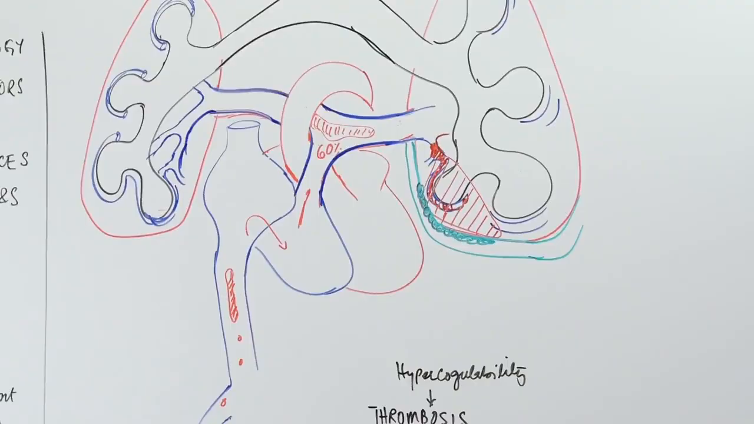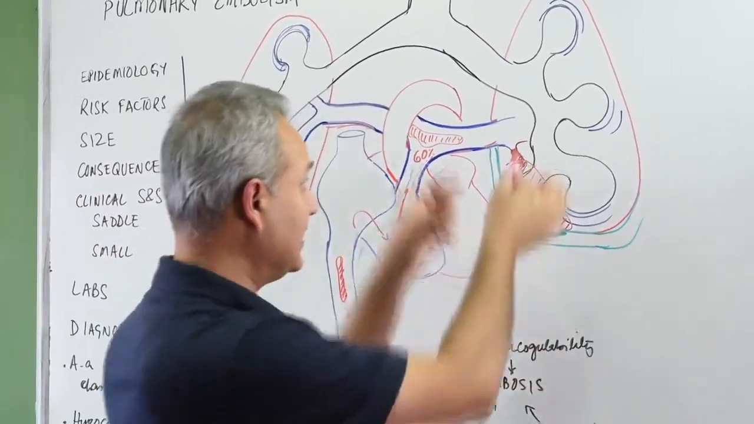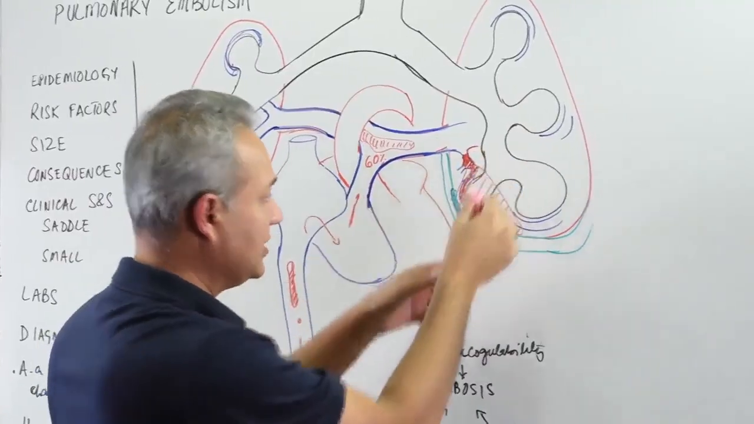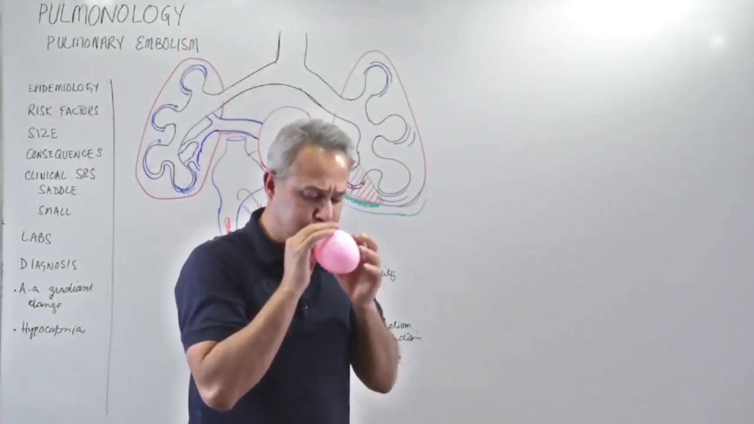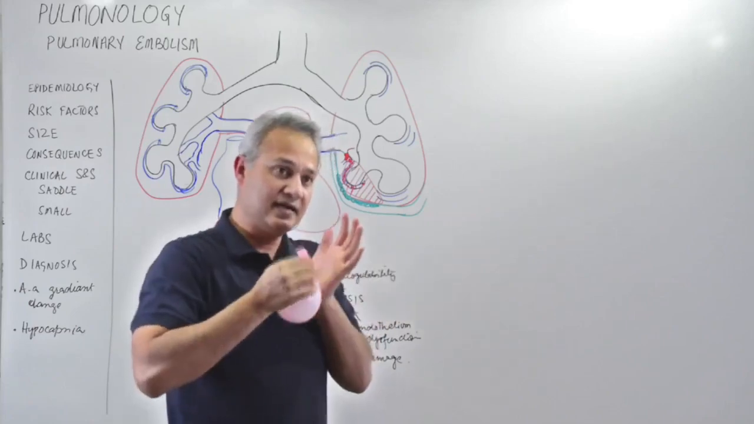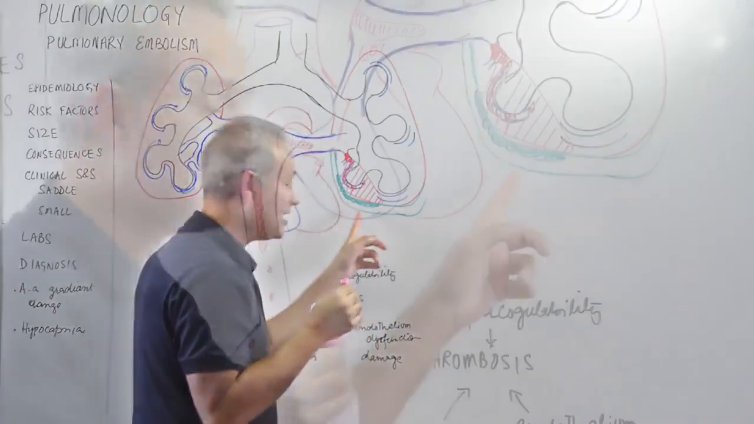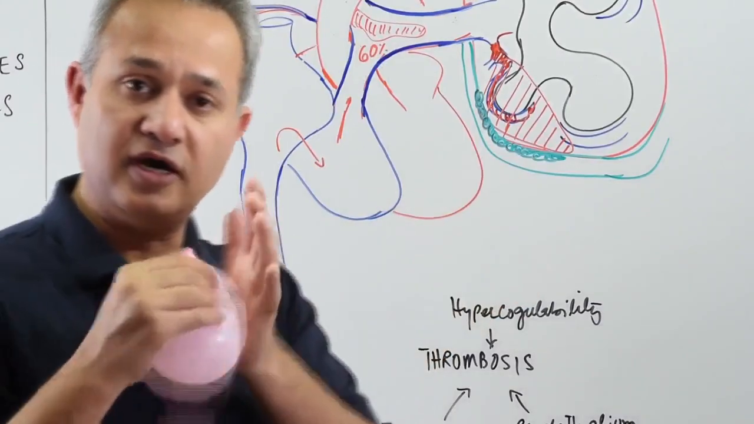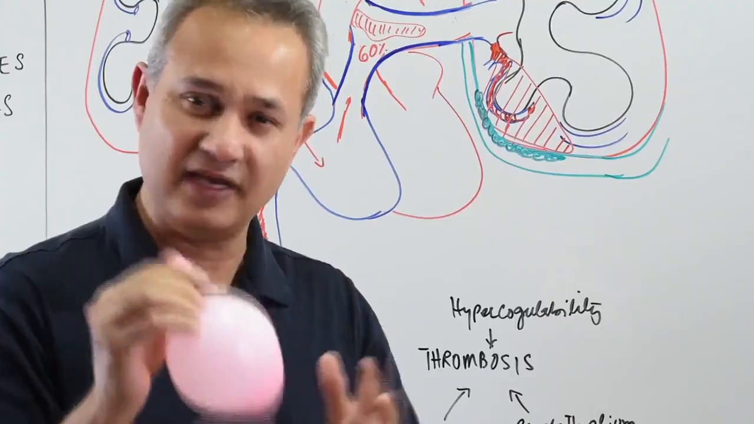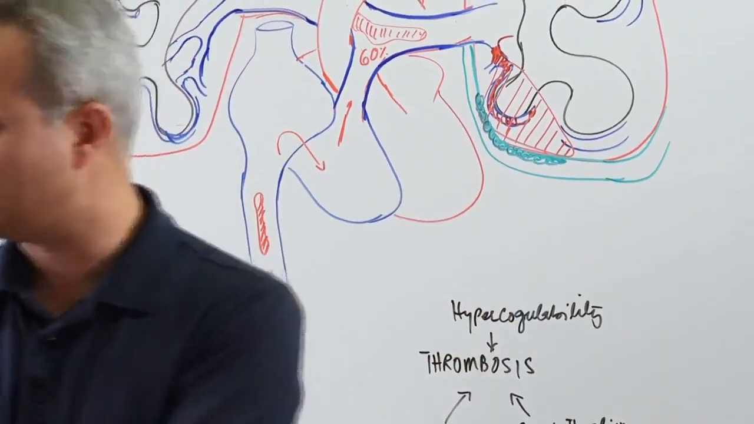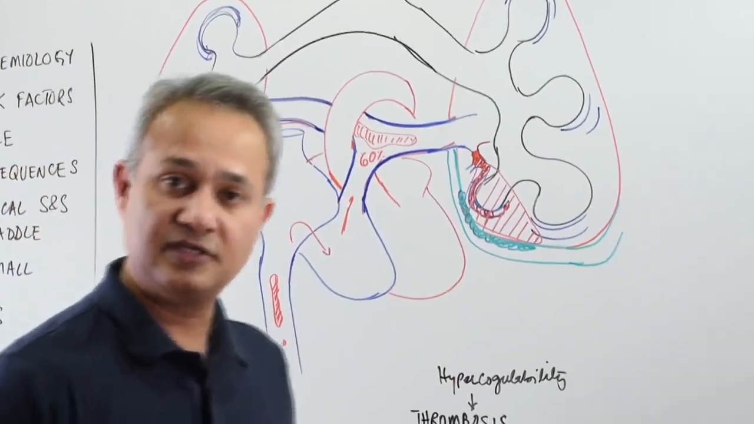And what is the friction rub? If you take, let's say this is a balloon and this is the lung with the visceral pleura. The visceral pleura is now going to rub against the parietal pleura, and it's going to create a leather-on-leather like feeling, sound, and that is called the friction rub. So a friction rub may be present.